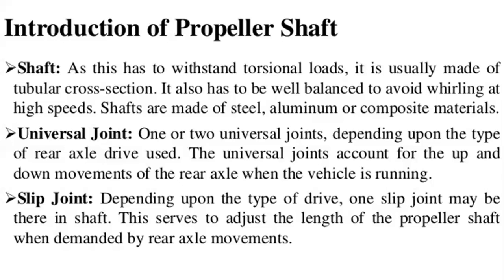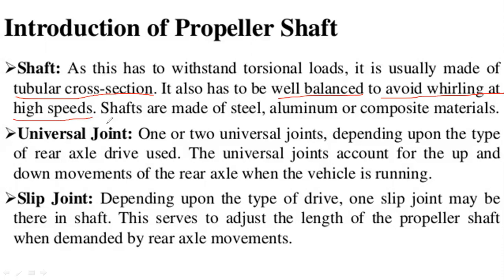It also has to be well balanced to avoid whirling at high speeds. In this propeller shaft design, we have placed the tubular cross section. What type of design am I taking? I am designing a tubular cross section propeller shaft. In that design, it is well balanced to avoid whirling at high speeds in the automobile vehicle.